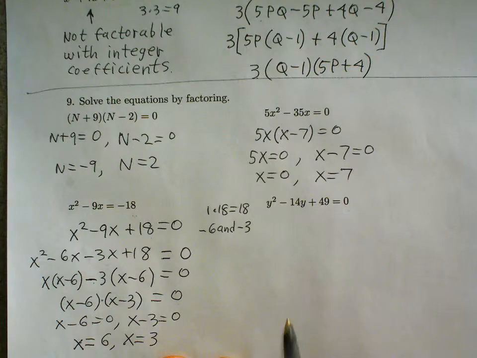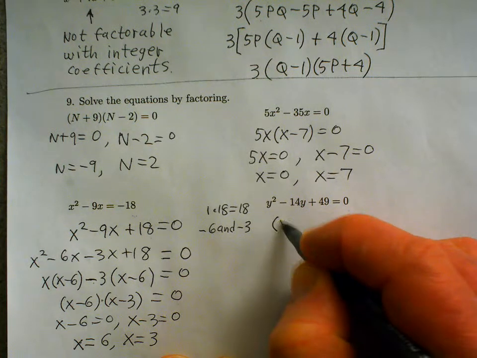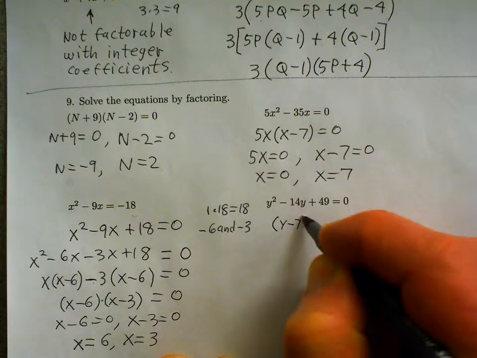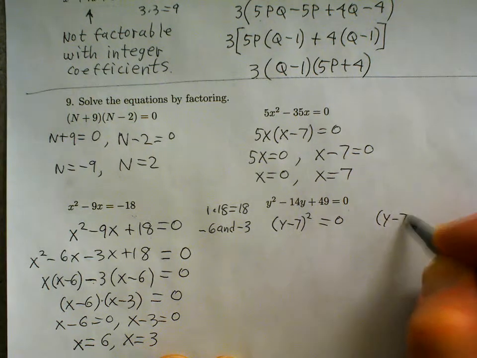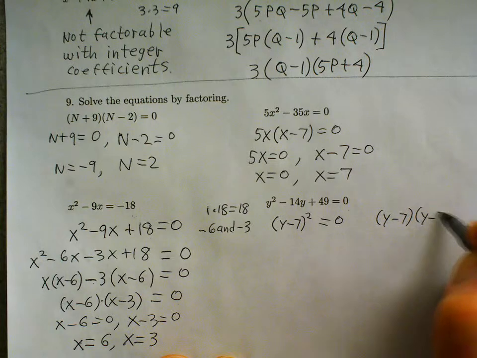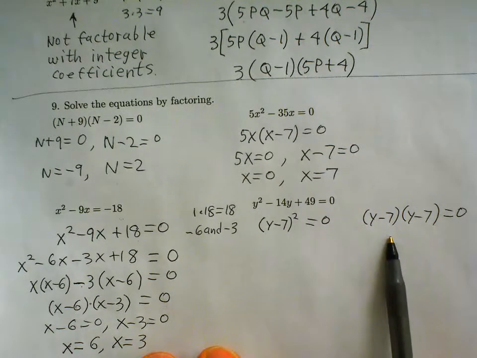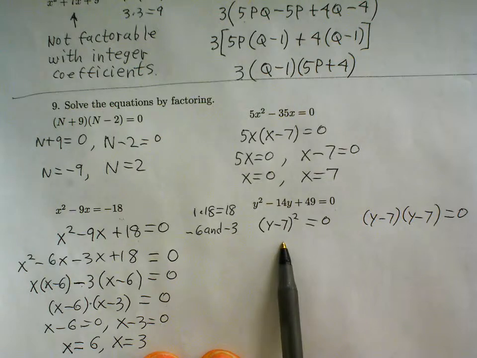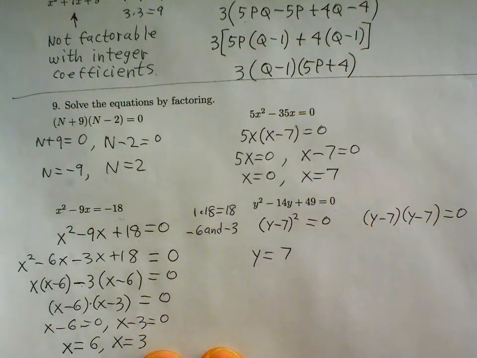Is it y minus 7 squared? Yep. This is a perfect square trinomial, so you can write it as y minus 7 squared. Or if you write it y minus 7 times y minus 7, that's also permissible. This equation has one solution with multiplicity 2. So y equals 7 is the only solution.